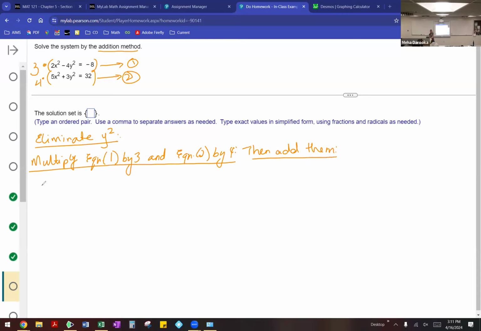Let's see, that will end up giving us 3 2s are 6x squared minus 3 4s are 12y squared, minus 3 times 8, which is 24. Then equation 2 will have 4 times 5, 20x squared plus 4 times 3 is 12y squared equals, oh Lordy, what is 4 times 32? 4 2s are 8, 3 times 4 is 12, so 128.